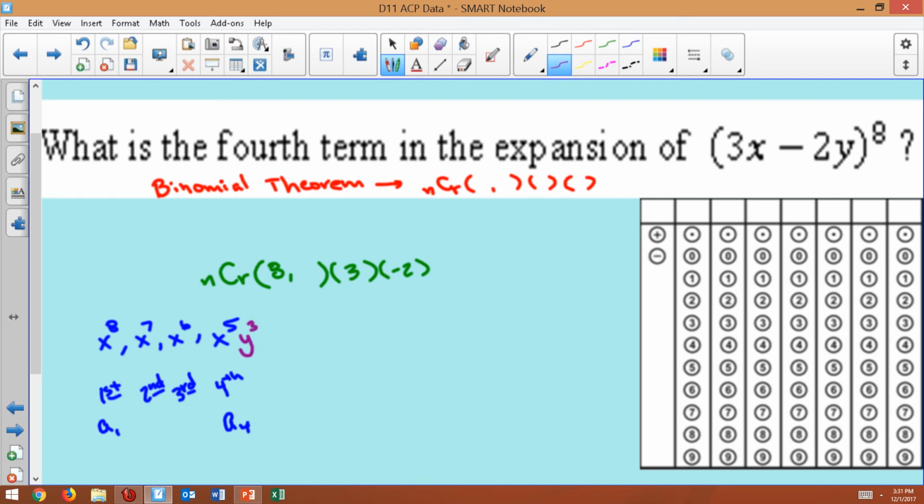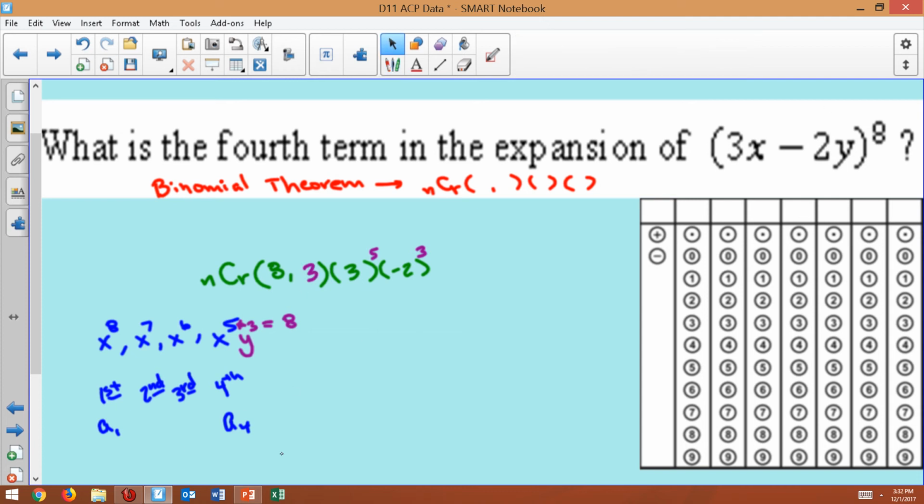And that's because the powers always have to add up to 8 when you add them. So that's how I know it's y to the 3rd power. So you put a 5 here for the x and a 3 for the y. Now this value you can put either one. I'll just put a 3. It doesn't matter which one you choose there, you should get the same answer.